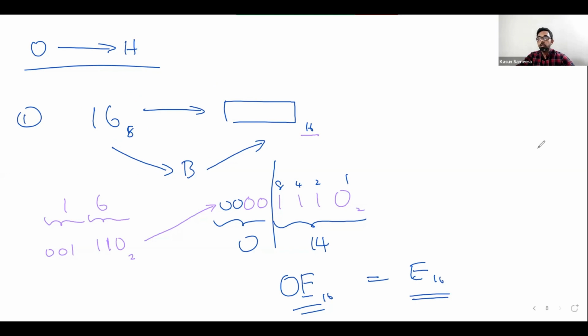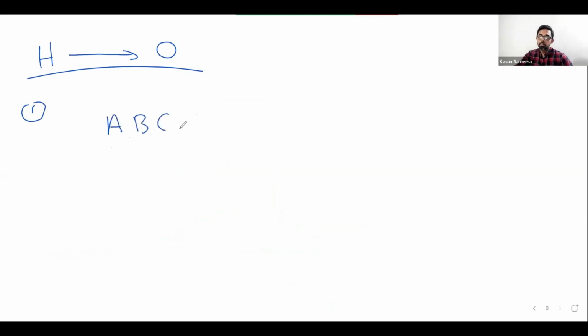Therefore you already know how to do it. Right, next question, the other conversion, hexadecimal to octal. First question, ABC base 16 to octal. How to convert this number?